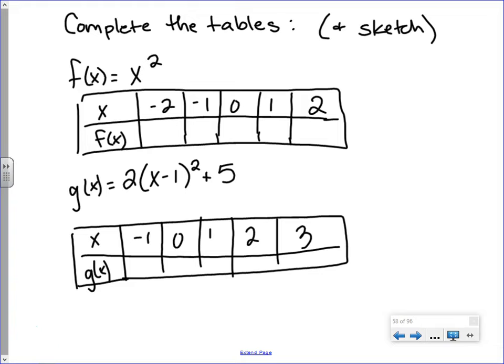I want you to try to tap into last year in your brain and be like, what transformations occurred?